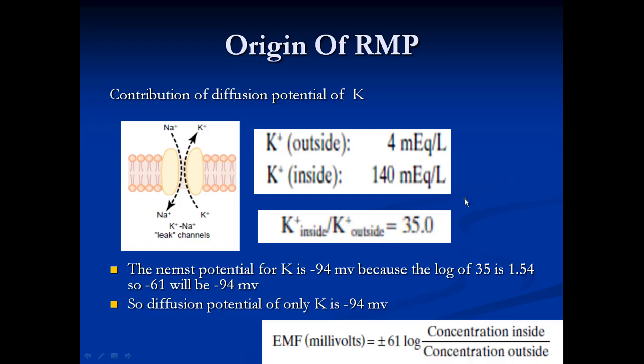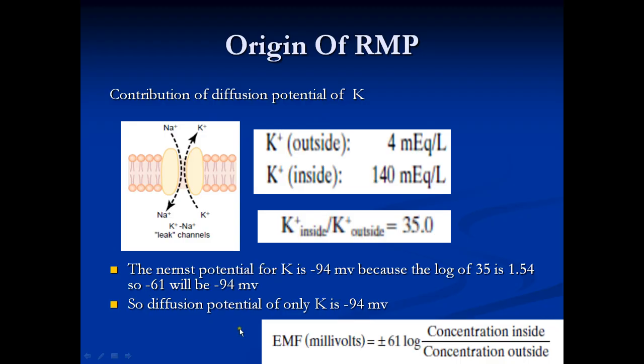So this minus 90 millivolts, which is the resting membrane potential, how is it created? What is the origin of the resting membrane potential? It is contributed, number one, by the potassium. So, the contribution of the diffusion potential of the potassium.